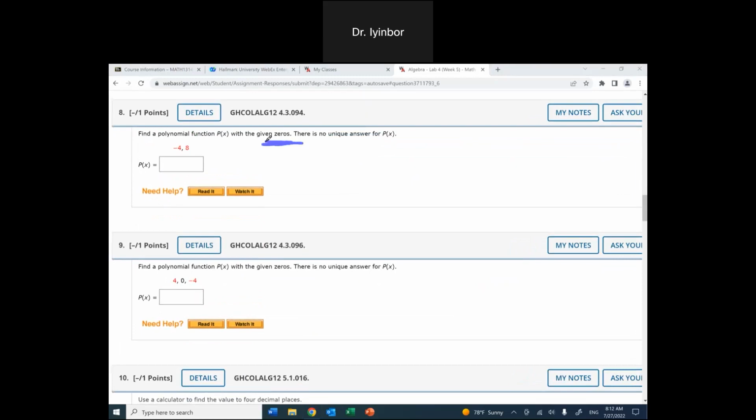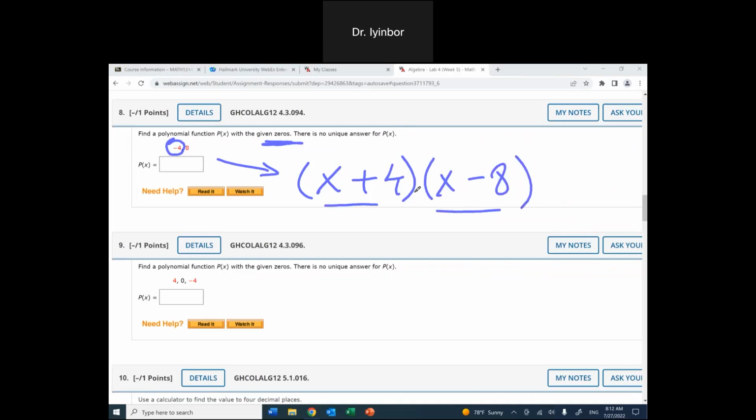And from the zeros, I'm going to get the factors. So from -4, if -4 is the zero, for the factor you put x and you change the sign to +4. Okay, that's the factor. And then the other one from 8, when you put x, you change it to -8. So it's going to be x minus 8 is the factor. And those are the two factors. And when you multiply them, you're going to get the polynomial.